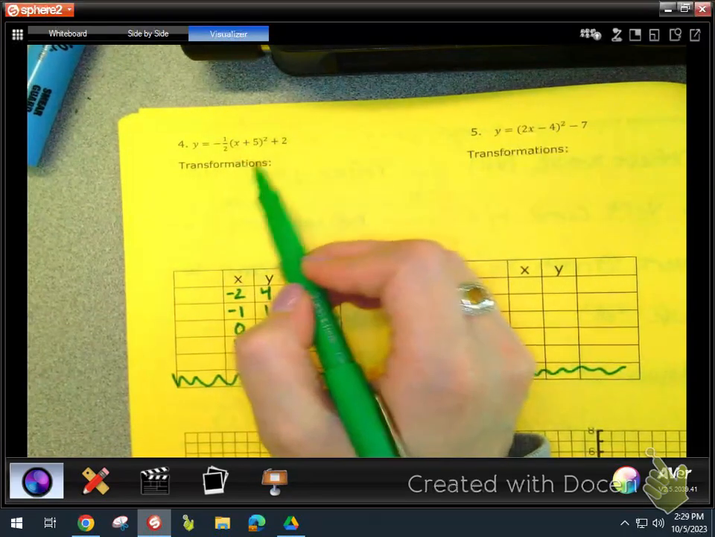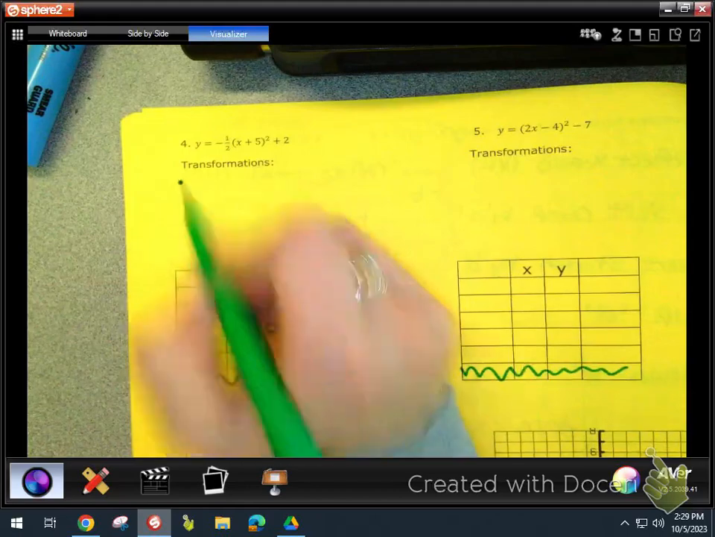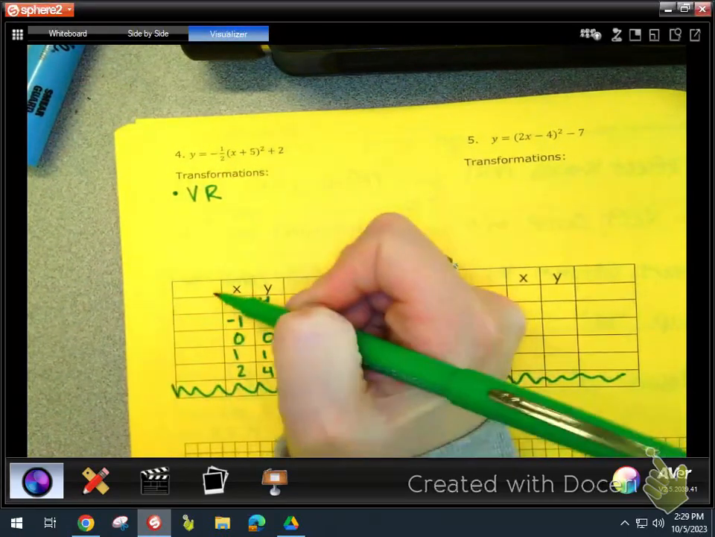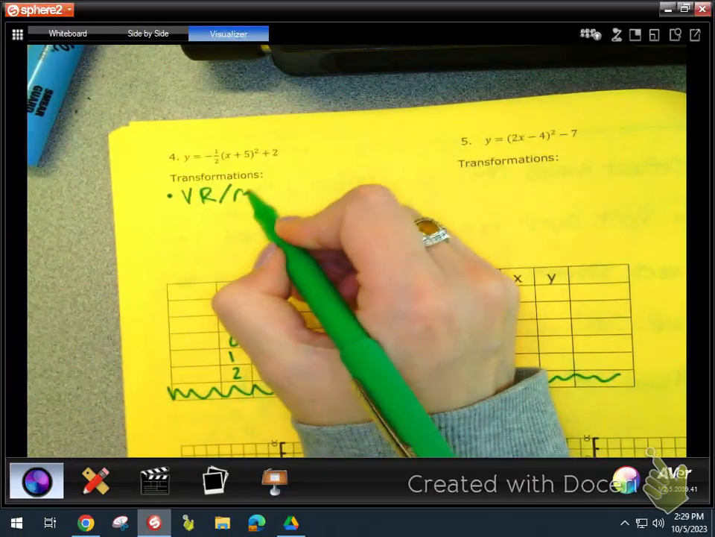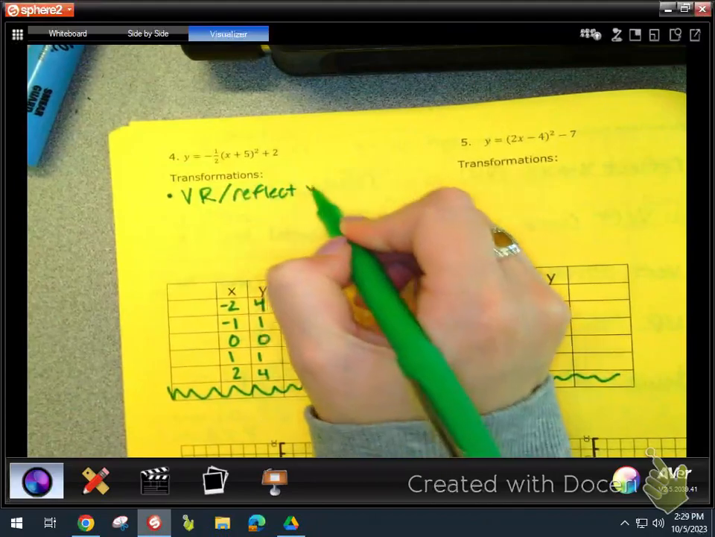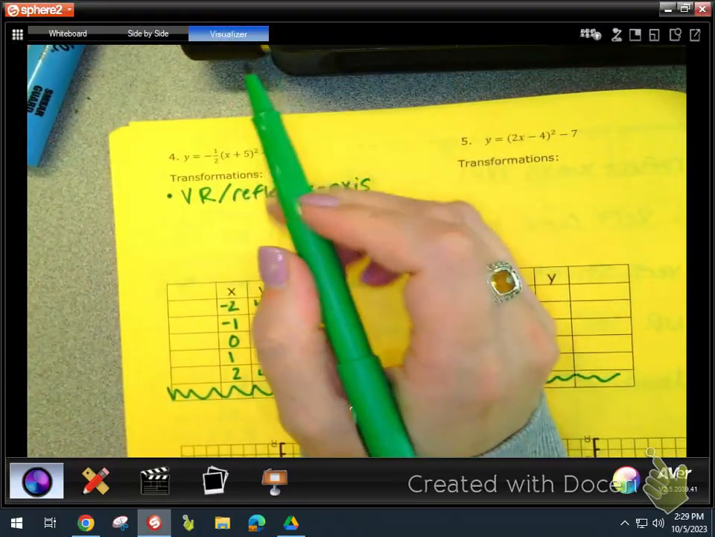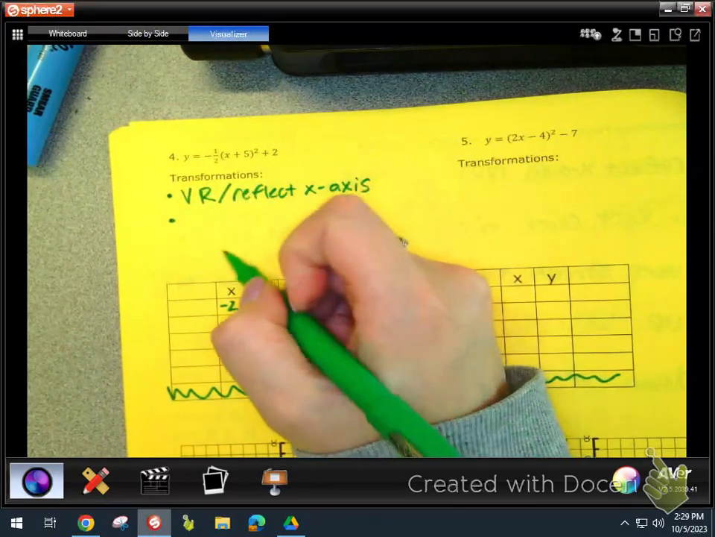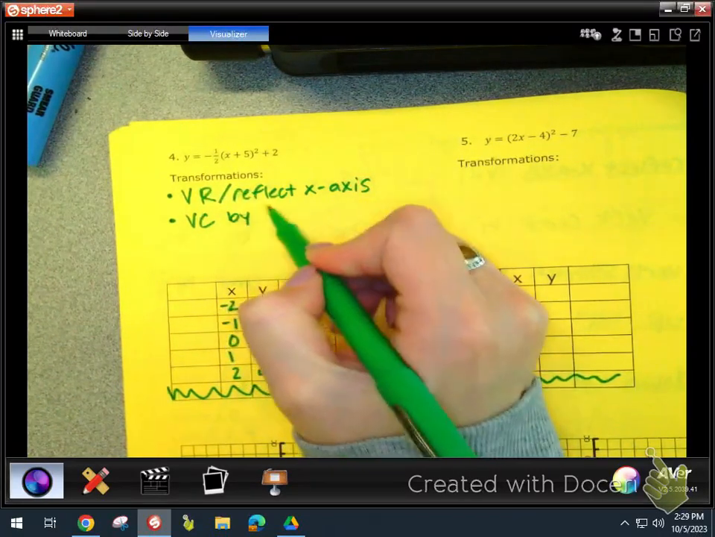So what are my transformations here? Let's start by listing those. There are 4. What does a negative do? Vertical reflection. What axis is that reflecting? Reflect over X. I don't care, you can write 1. You don't have to write both. Just pick 1. The next transformation, the 1/2. What is that? Vertical compression by 1/2.